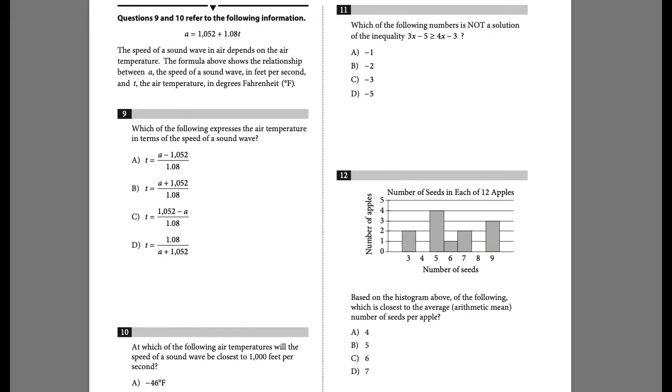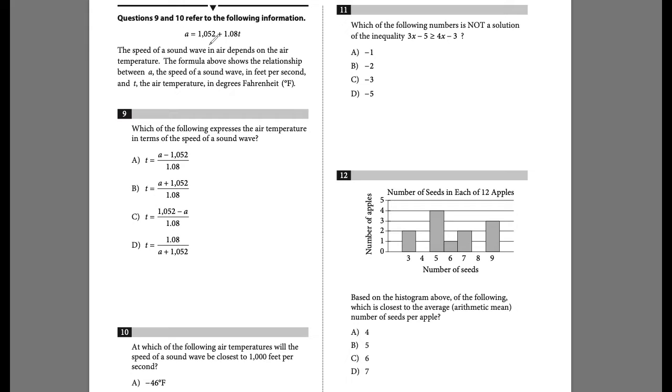Questions 9 and 10 refer to the following information. A equals 1052 plus 1.08t. The speed of a sound wave in air depends on the air temperature. The formula above shows the relationship between A, the speed of a sound wave in feet per second, and T, the air temperature in degrees Fahrenheit. Which of the following expresses the air temperature in terms of the speed of a sound wave?